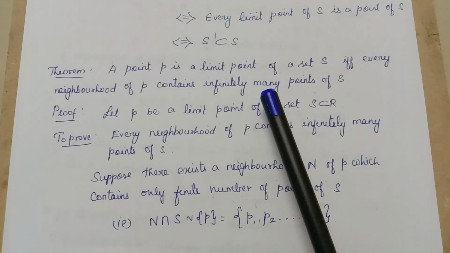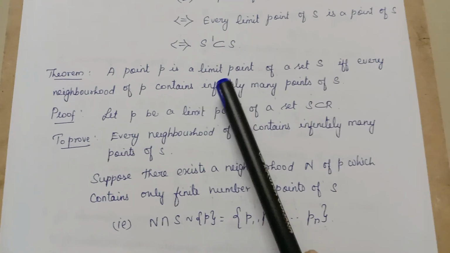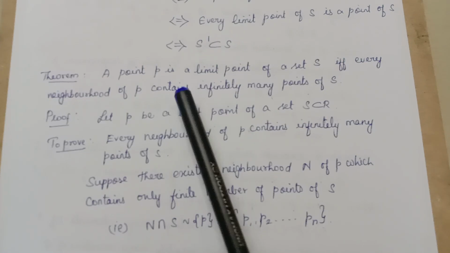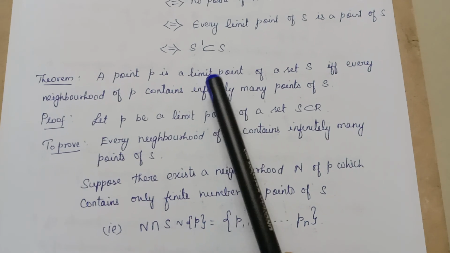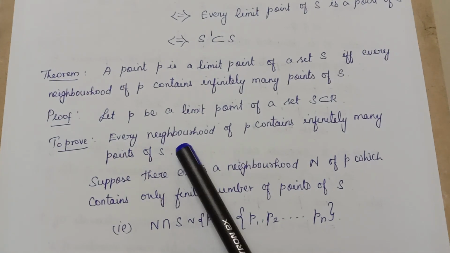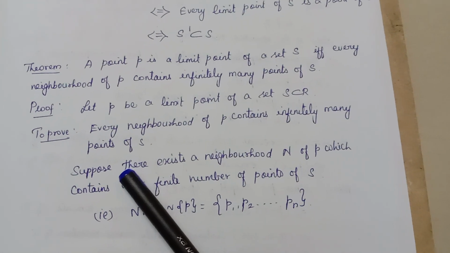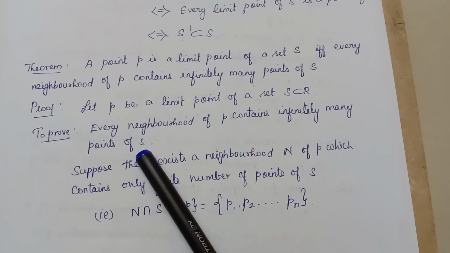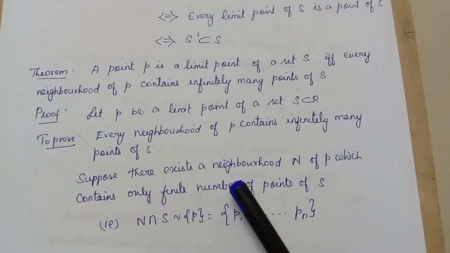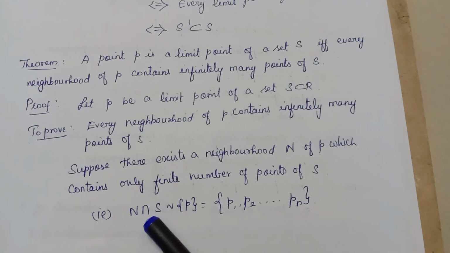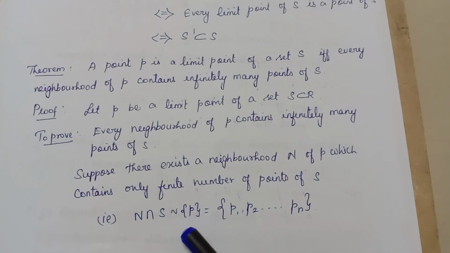One part of the proof is trivial. That is, if every neighborhood contains infinitely many points, that will become a limit point. So the only part we have to prove is, if it is a limit point, then every neighborhood contains infinitely many points. Suppose, for contradiction, I have a set and there exists a neighborhood N of P which contains finitely many points P1, P2, etc. up to Pn, different from P.